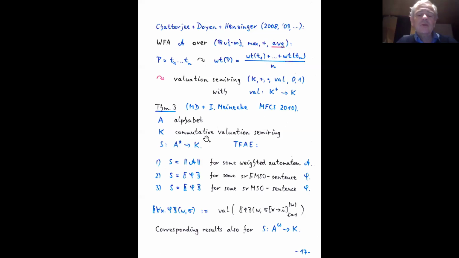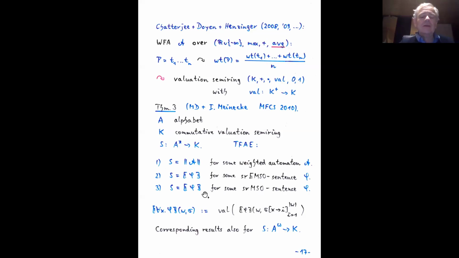Given an alphabet, a commutative semiring K, for simplicity. There's also a result if K is not commutative, but let's make it commutative. And for the function S, the following are equivalent. S is the behavior of a weighted automaton. S is the semantics of such a sentence, which is syntactically restricted and EMSO.